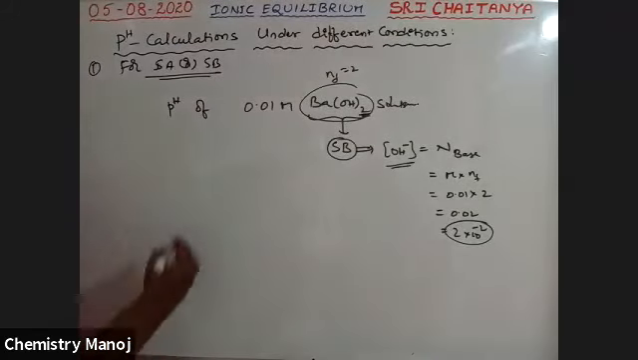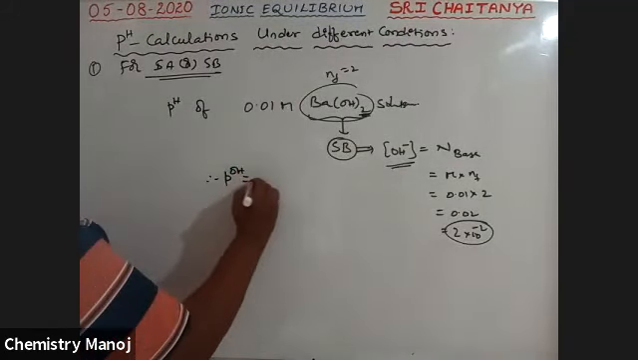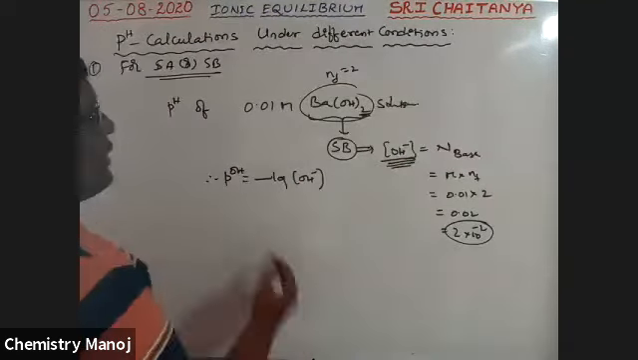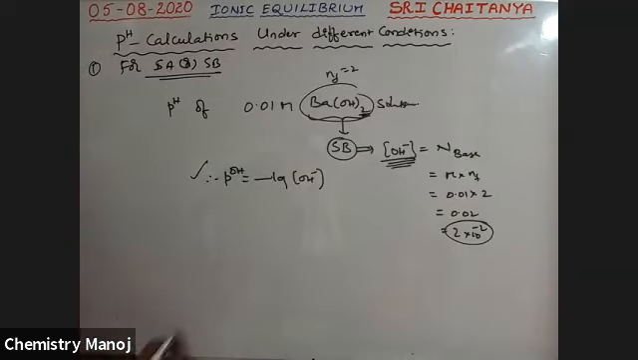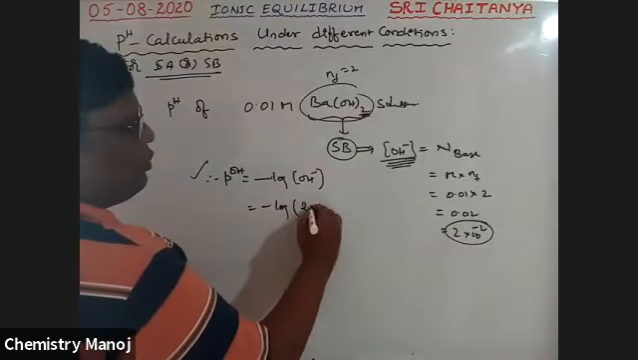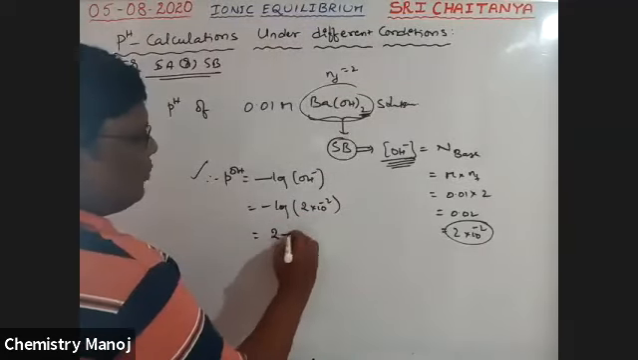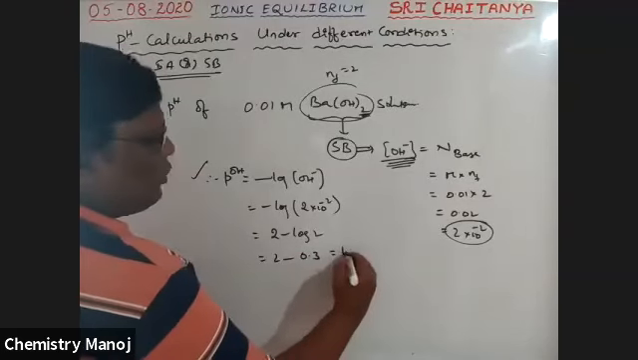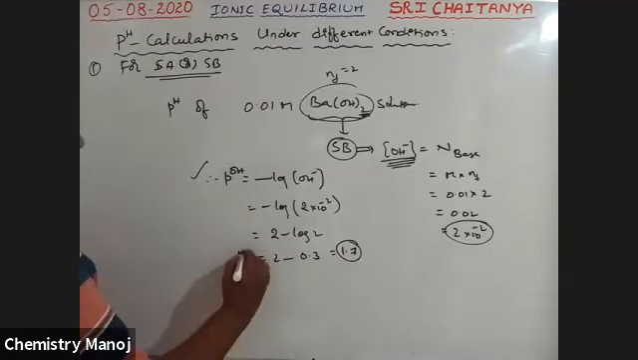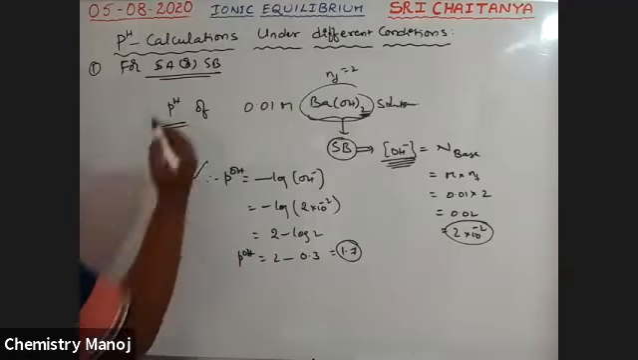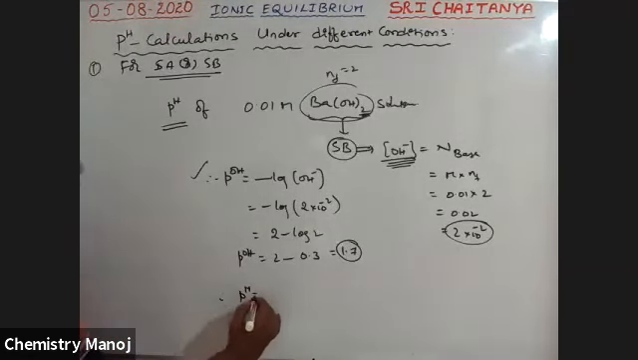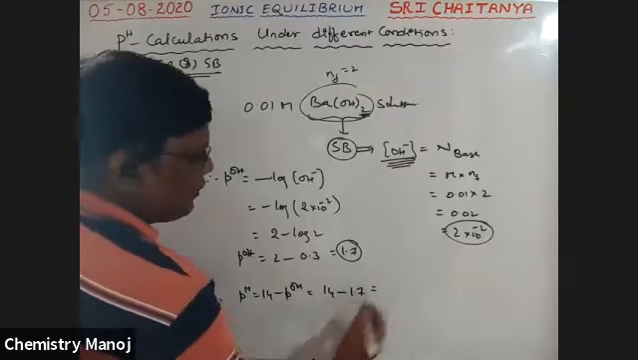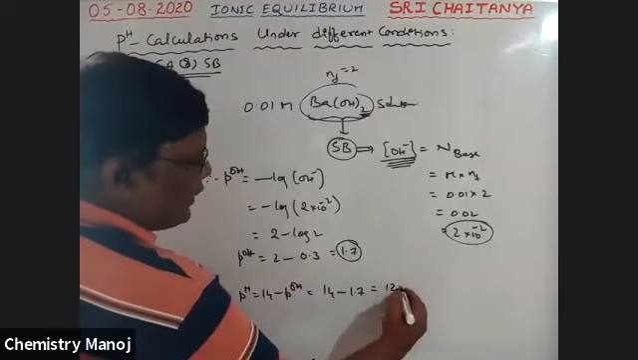Therefore, pOH is equal to minus log OH minus concentration. Because we have the OH minus concentration, we first calculate pOH. That is equal to minus log 2 into 10 power minus 2, which is 2 minus log 2. Log 2 is 0.3, so that is 1.7. It is the pOH, but he asked for pH. Therefore, pH is equal to 14 minus pOH, which is 14 minus 1.7, which is equal to 12.3.